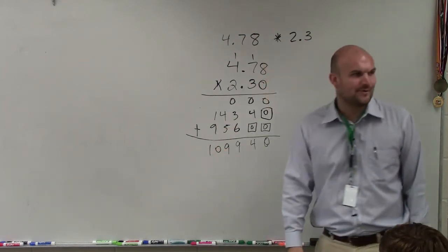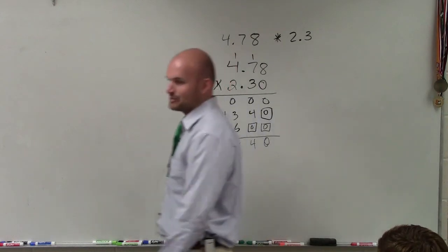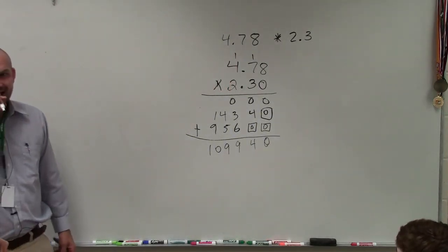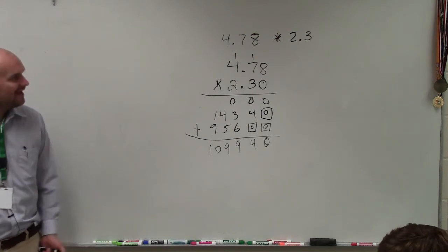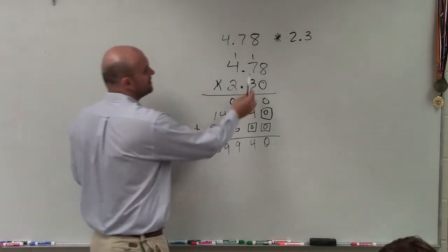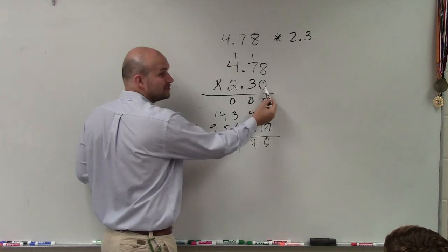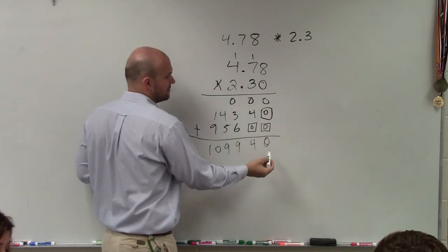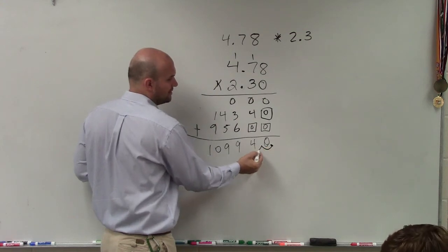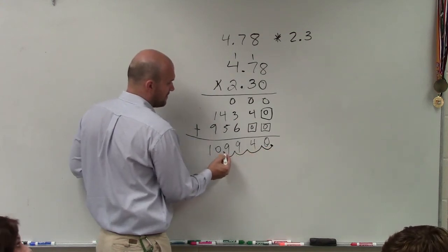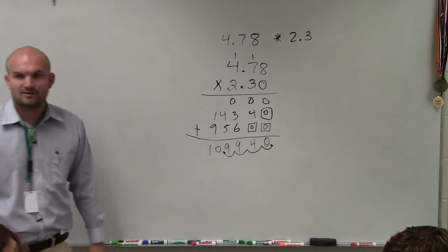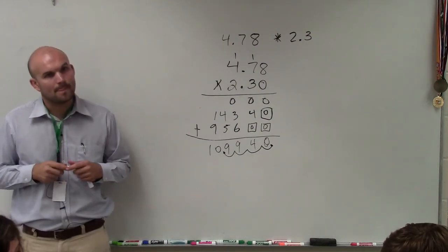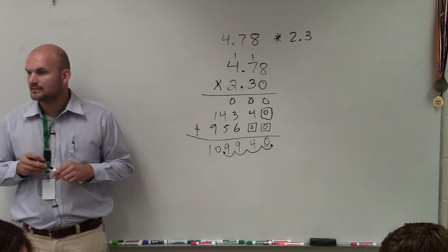Now, does anybody remember from back in the day how to determine where the decimal point goes? Yeah, very good. Pretty much all you guys do is count the numbers to the right of the decimal. Make sure you include that 0, that place value included. But it's just 1, 2, 3, 4. So you start at the end and go 1, 2, 3, 4. And that would be your final answer. 10.9940. Okay?